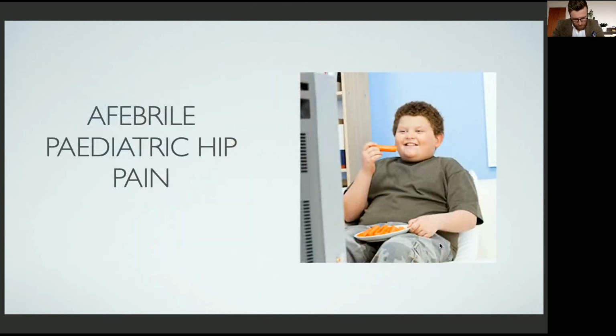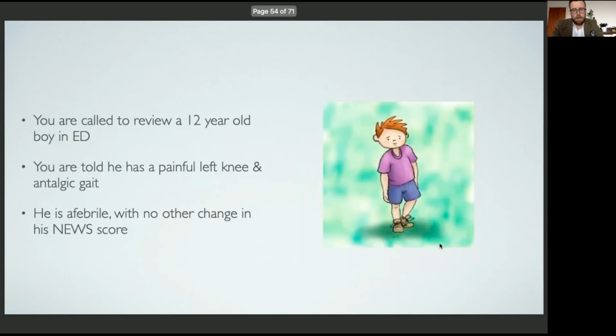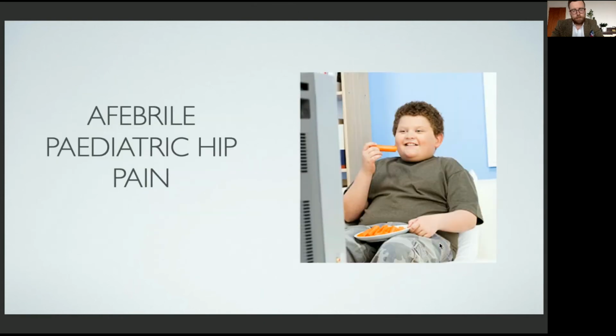So the last case is an afebrile pediatric hip. And in contrary to the last child that was a tiny baby with a pyrexia, this is a happy child who's actually all of a sudden now complaining of hip pain. They don't always look like this, but the common exam scenario is it's always an obese 12-year-old boy every time.